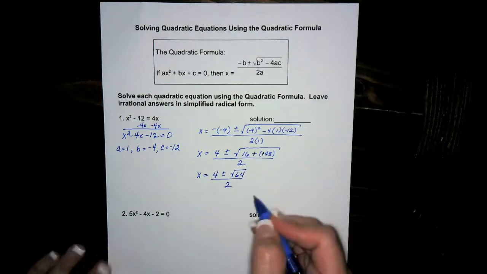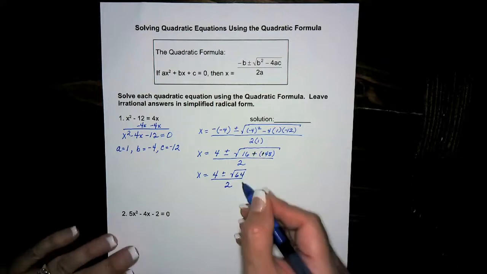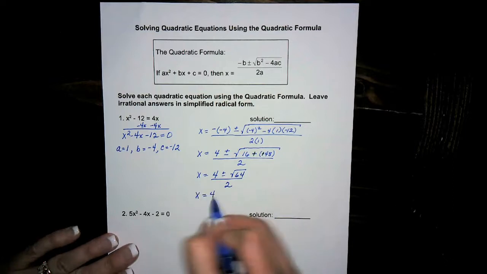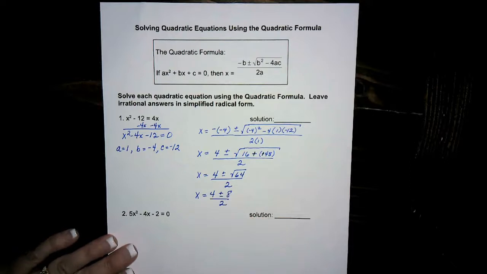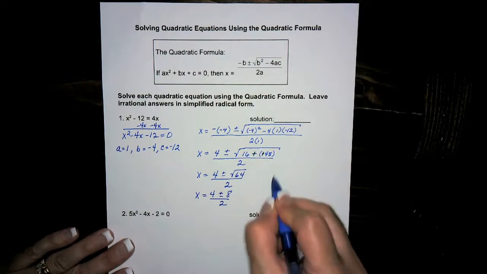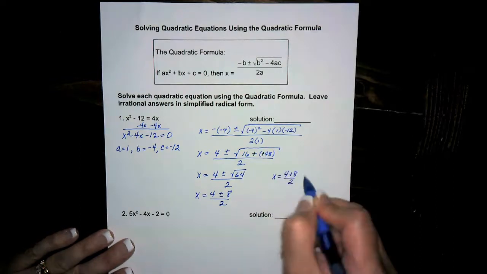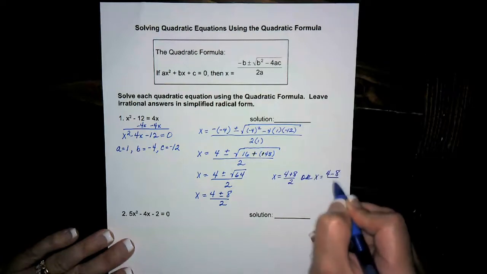All right, now we got lucky on this one. This doesn't happen very often, but we got a perfect square root because we know that the square root of 64 is 8. So look at what we have. We have x equals 4 plus 8 divided by 2, or x equals 4 minus 8 divided by 2.